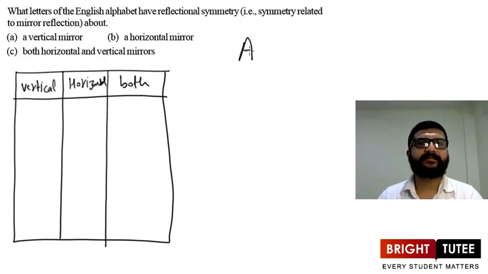So let's try for the letter A first. Now for this letter, if we place a mirror like this here, again A is formed. So this is having a vertical line symmetry, or this is symmetric about a vertical mirror. We are again getting a letter A when we place a vertical mirror along the letter A. Now if we place a mirror here horizontally, then the image formed will be like this. This is not a letter A. So this will come only under vertical.